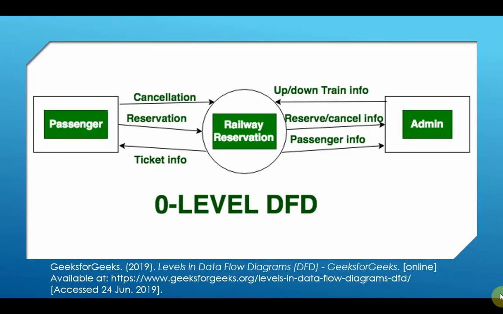Here is an example of a level 0 data flow diagram. It is a very high level diagram as very little information is included. Despite not including many of the internal processes, it is easy to understand and gives a good overview of what the program should accomplish.